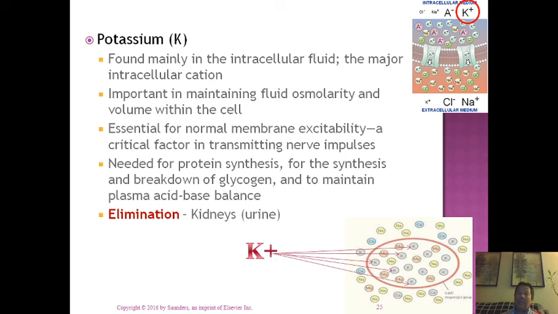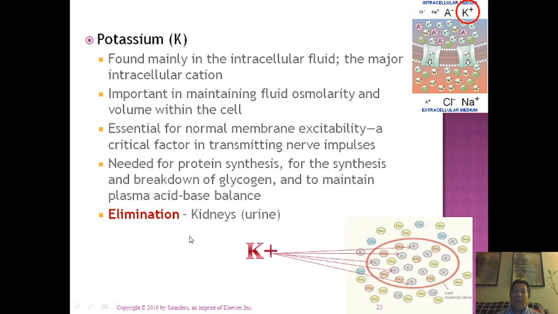They also help in the synthesis and breakdown of glycogen. And what is glycogen? Those are stored glucose in the muscles and in the liver. And we use that glycogen for energy in case of emergency. If you remember the local adaptation syndrome and the general adaptation syndrome by Hans Selye, usually referred to as the fight or flight response.